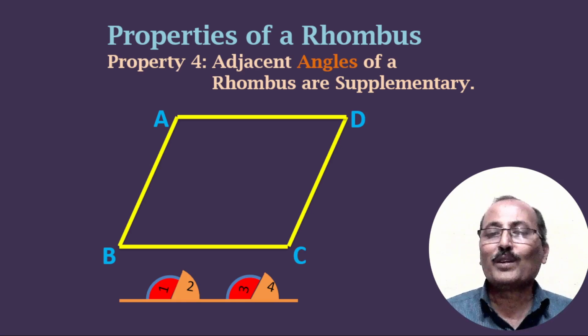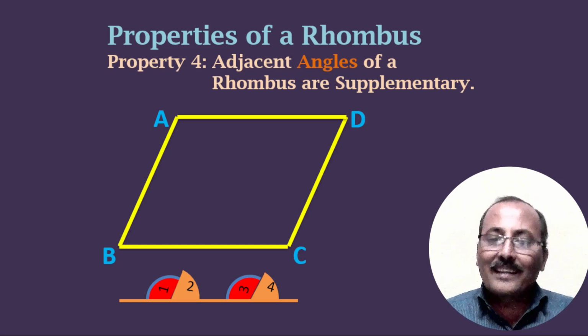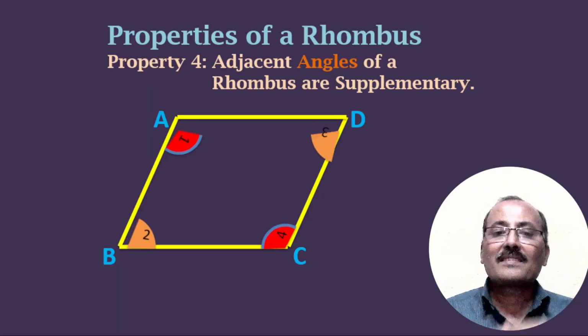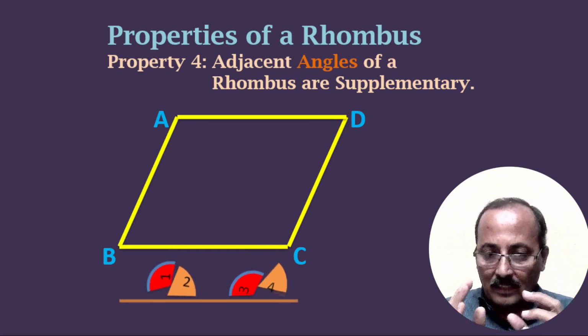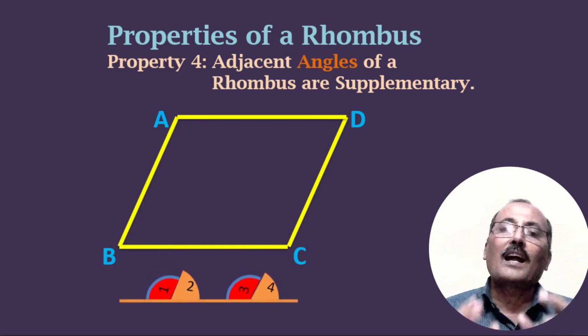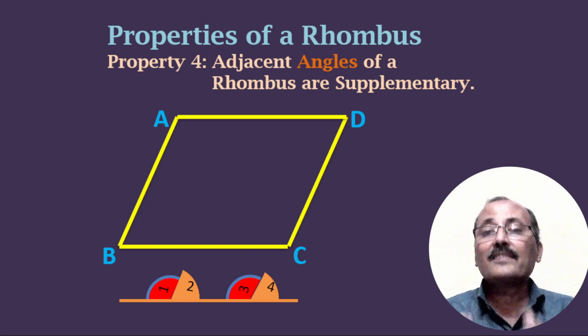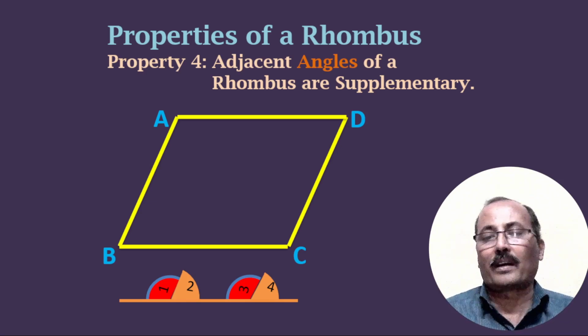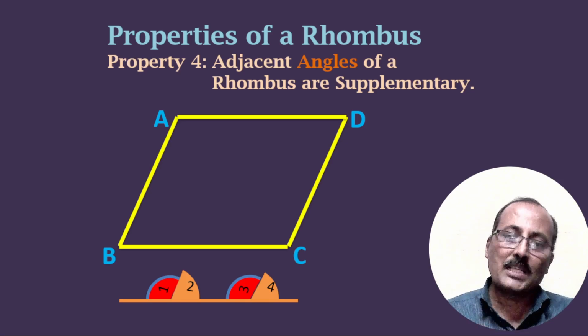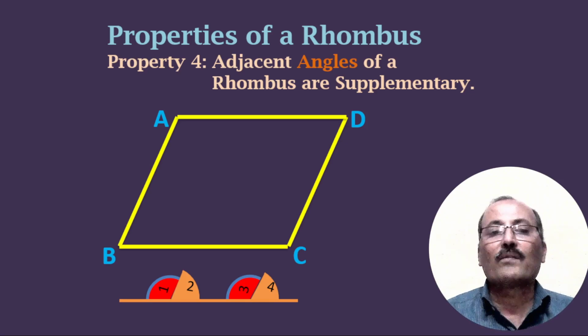I hope you will be understanding very clearly through this animation, because the angles are moving and coming and joining together and make 180 degree. This you can verify by cutting and pasting on a paper. Draw a line and cut the angle A, cut the angle B, paste on that one, cut angle D and cut angle C, paste it. Then you can show that they form 180 degree.